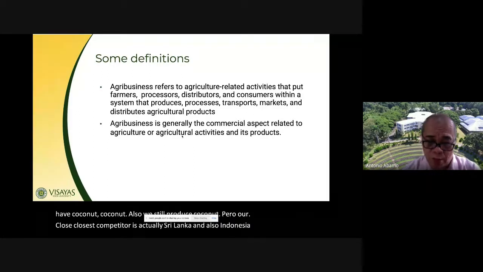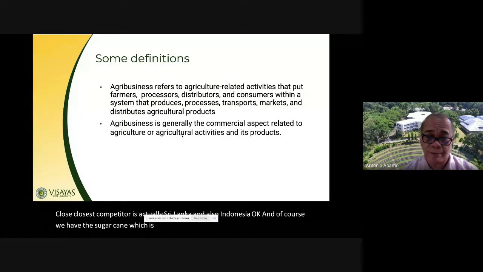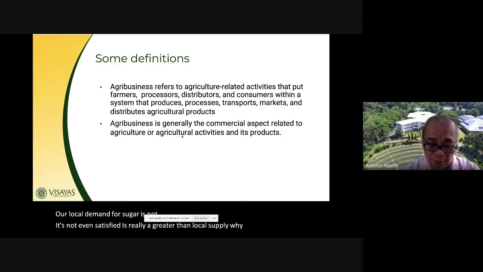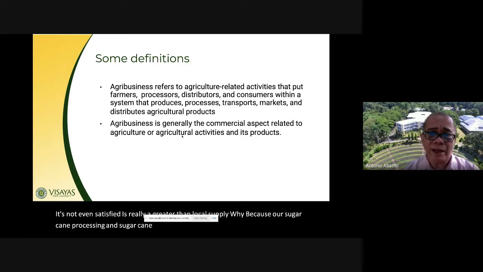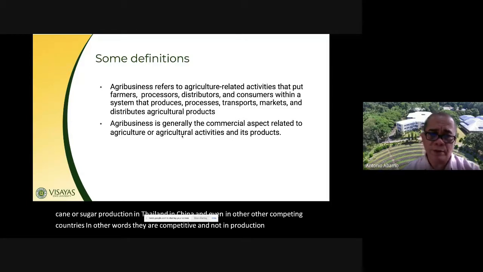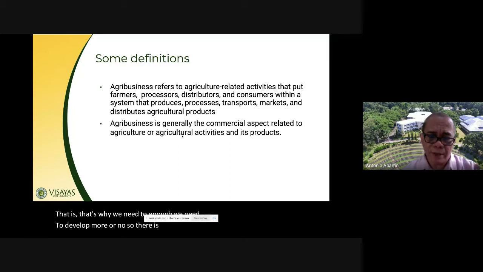Okay, and of course we have the sugar cane, which is already paralyzed already this time. Our local demand for sugar is not even satisfied. Is really greater than local supply. Why? Because our sugar cane processing and sugar cane production is very expensive compared to sugar cane or sugar production in Thailand, in China, and even in other competing countries. In other words, di kayo competitive ang atong production. That's why we need to develop more our ano. So there is a very, very important policy error that you need to know that. That's a very very long discussion in microeconomics also, no?